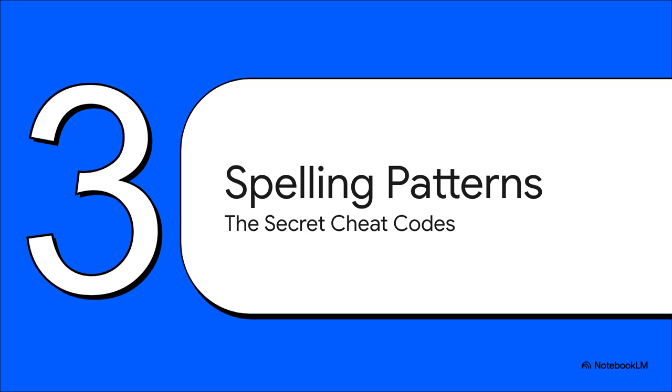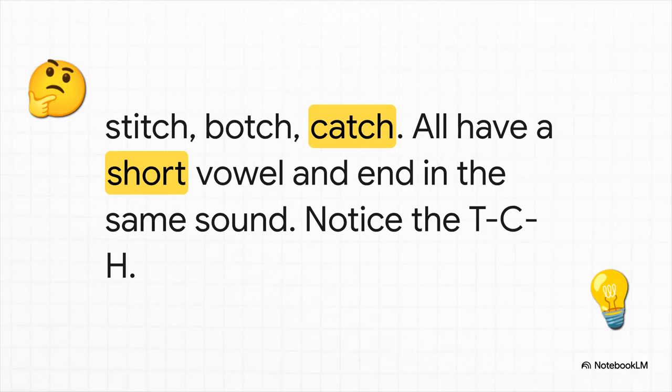You've got the tools. All right, now this is where it gets really cool. Now that we have our basic CVC block, we can start to unlock the secret cheat codes for some of English's trickiest spellings. You know, the ones that feel totally random, but they're not. Okay, take a look at these three words. Stitch, botch, catch. Notice a couple things. They've all got that short vowel sound, right? And they all end with that same ch sound. But look at the spelling. TCH. Where in the world did that extra T come from?